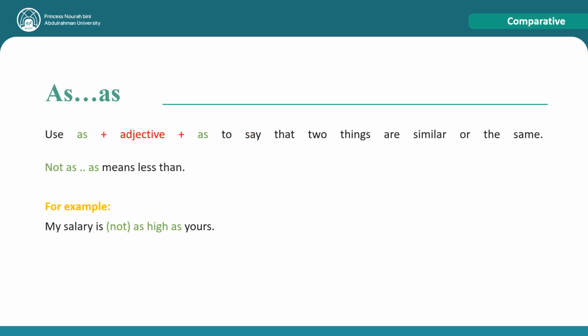As. We use as plus the adjective plus as to say that two things are similar or the same. And if we want to say that something is less than that, or not the same, we will say not as, as. For example, my salary is not as high as yours.